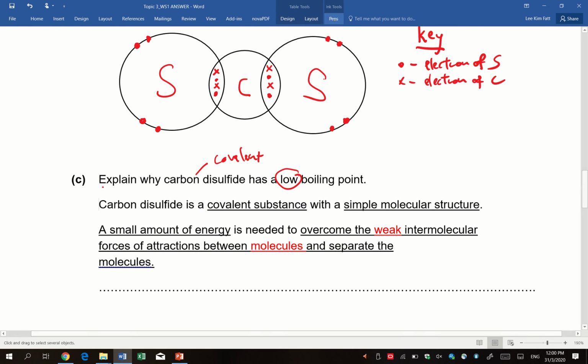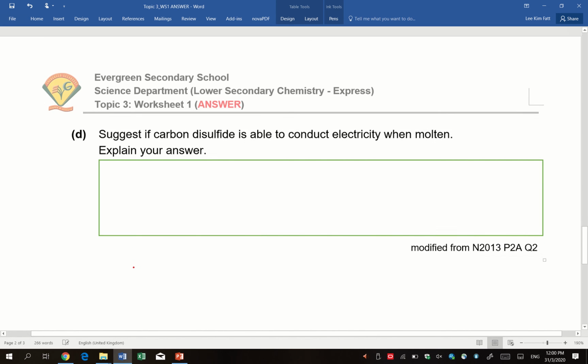There are a few things you need to mention in this answer, like what I've mentioned to you, 4 things to be exact: covalent substance, simple molecular structure, weak intermolecular forces of attraction between the molecules, and last but not least, to separate the molecules. So make sure you have all 4 in your answer. Alright, we move on to the last question.